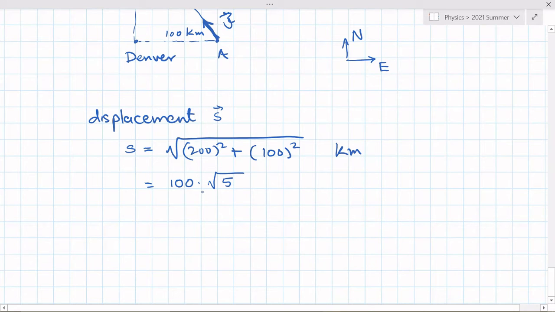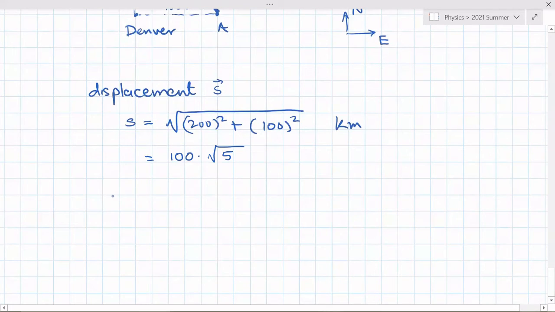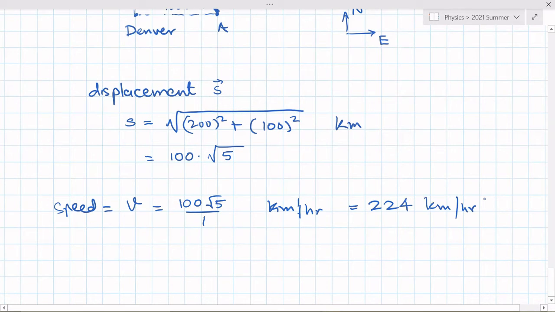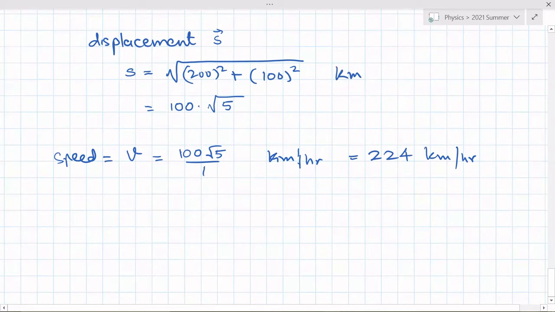So that is the distance that it traveled in the straight line. And it traveled that in 1 hour. So the magnitude of velocity, which is speed, is in kilometers per hour. Now we still need the direction.